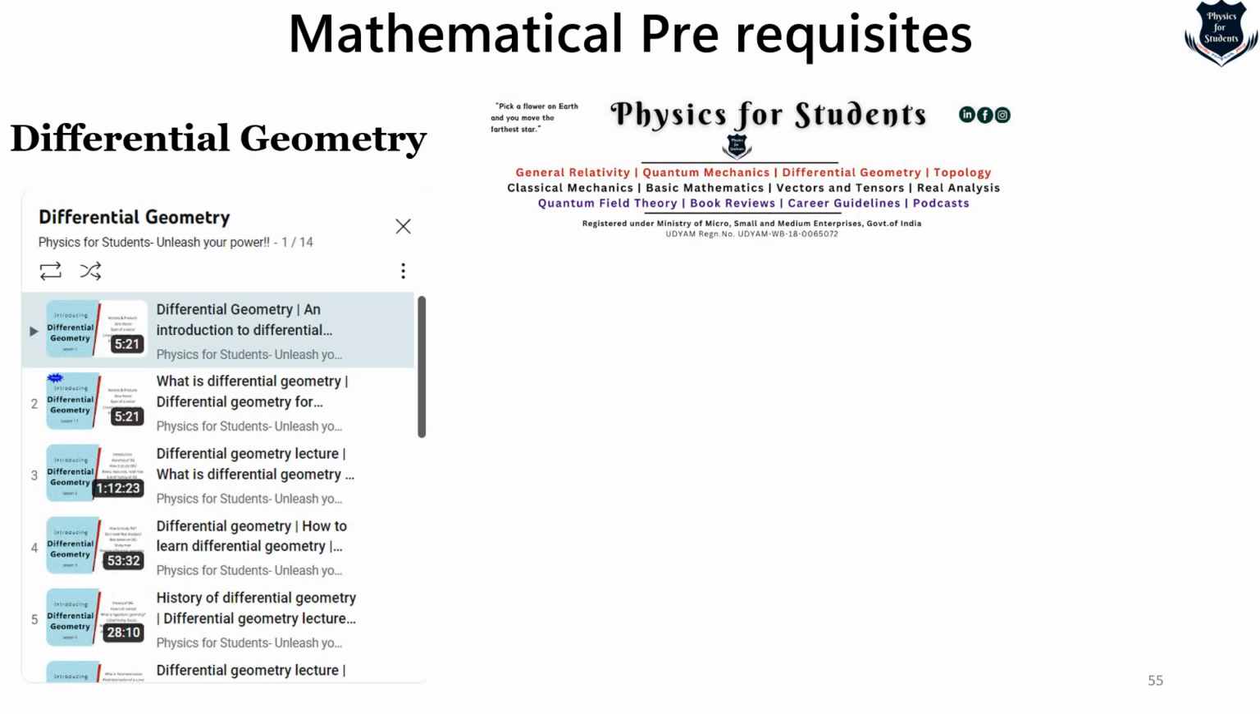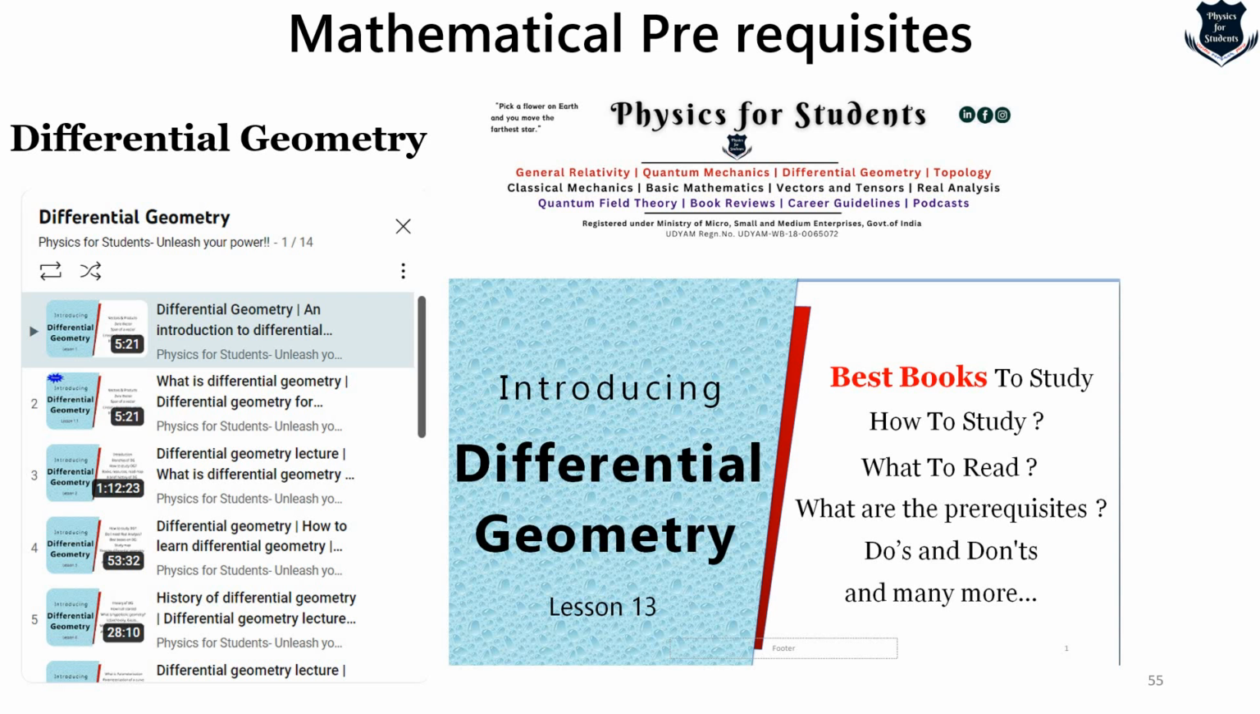The second one is differential geometry, and this one, lesson number 13, is particularly important, although there are many videos, I think around 15 videos on differential geometry, which you can watch. But lesson number 13 is important because it helps you to learn differential geometry. What are the best books, what to read, do's and don'ts, etc. are being covered. So this is the mathematical prerequisite. Number 1 would be linear algebra, then multivariable calculus and vector calculus. That's it. And a little bit of historical and intuitive understanding of what is called non-Euclidean geometry.